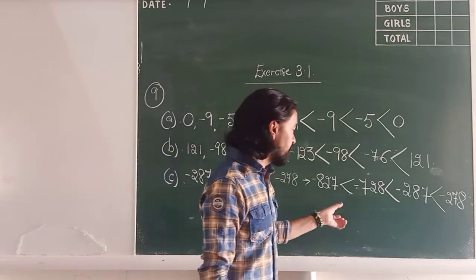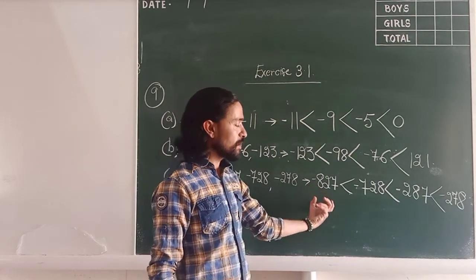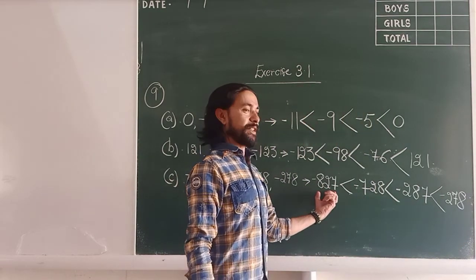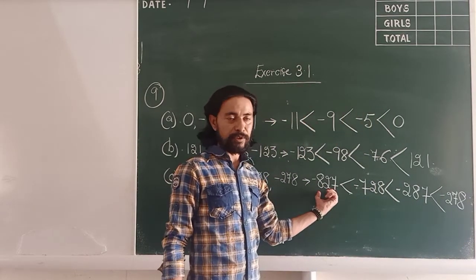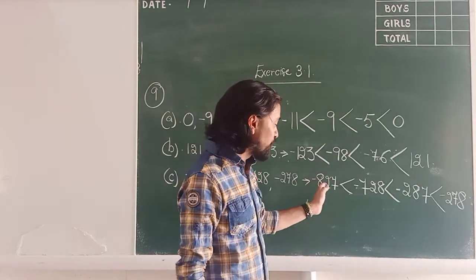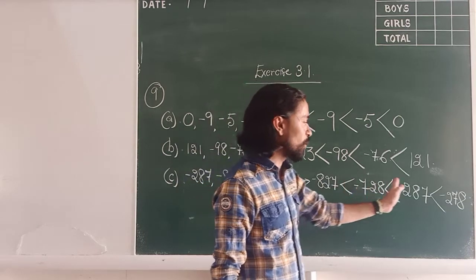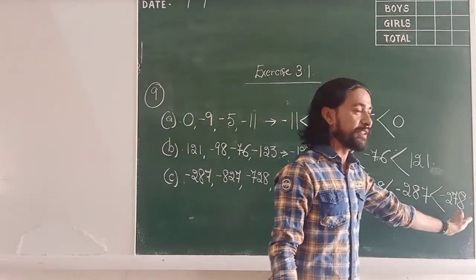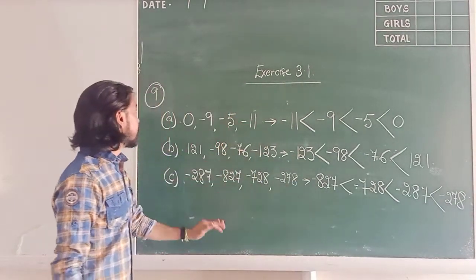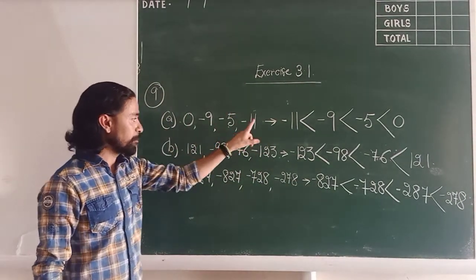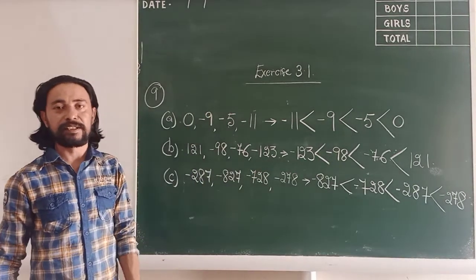I am writing in increasing order. Smaller number first, greater number last. In negatives, the bigger the number, the smaller is its value. The smaller the number, the greater is its value. And I have to put it in order because I am going from small to great, or from smaller value to greater value. So this is sum number 9, and this is how you have to write it down. Write the sum, put an arrow, and then write it in this format.